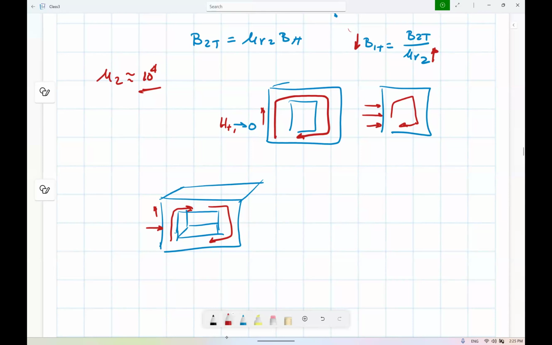Yes. The field enters the core and exits perpendicularly, but it doesn't change the direction when it enters the iron. But I'm talking about the tangential component. So I have here the surface. I have a little component here. I will have a large component there. So, and the other component remains the same, right? The other component here will remain the same.